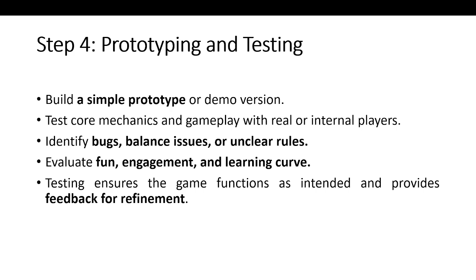And finally, we have prototyping and testing in the game design process. This is the final step. We have to develop a simple prototype and test our core mechanisms and the gameplay with real internal players. We have to identify the bugs, what balance issues are there, and what the unclear rules are. If anything is unclear, then it needs to be tested and resolved as well. And we have to evaluate the fun, engagement, and the learning curves. Finally, we have to test and ensure the game functions as intended, and provide feedback for the developers. Again, this feedback has to be there in order to improve the final quality of the game.